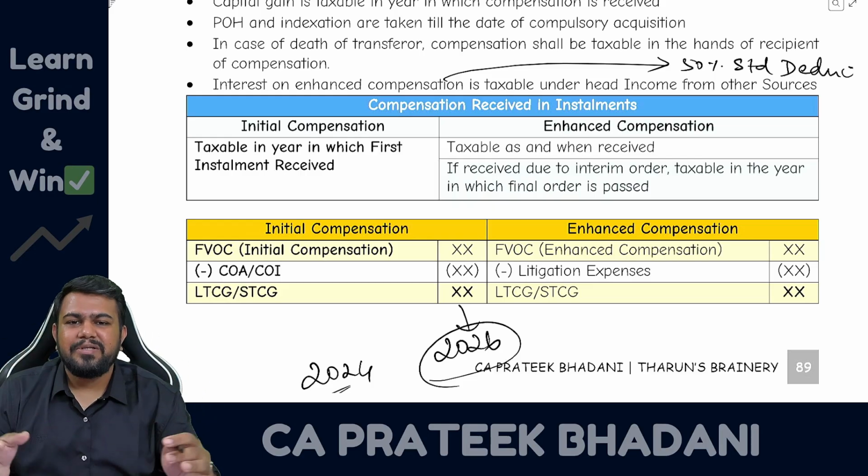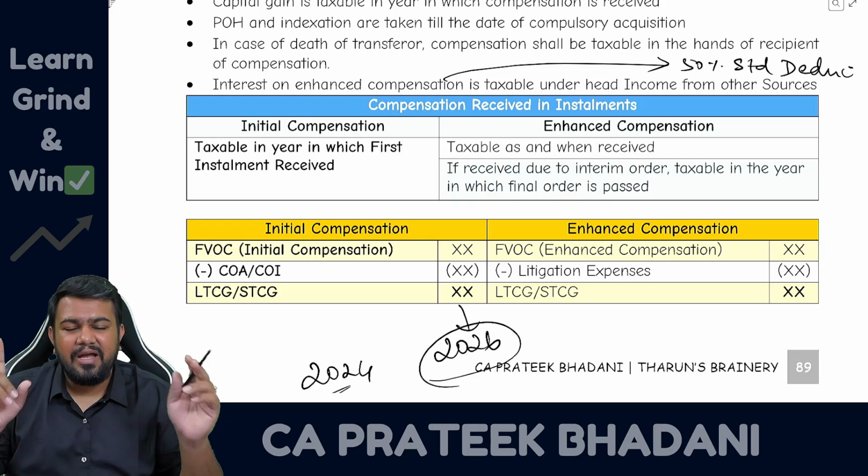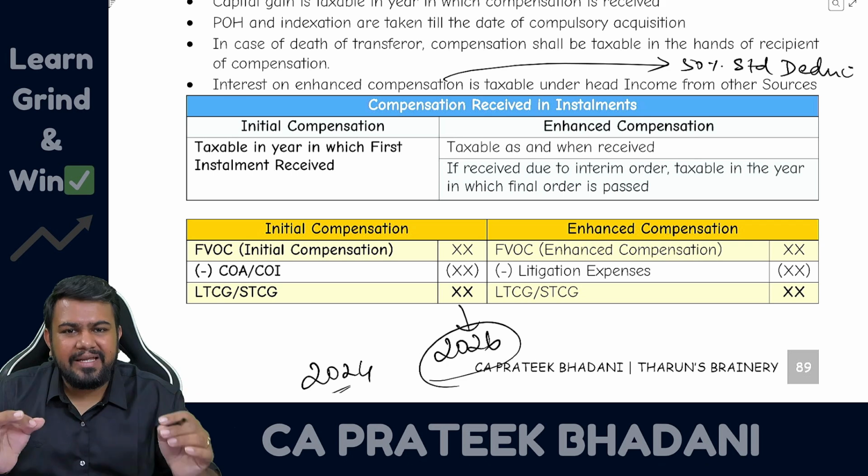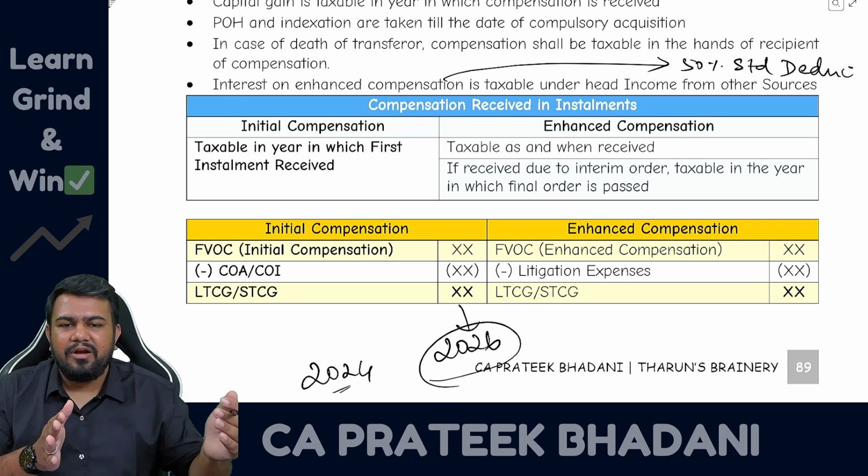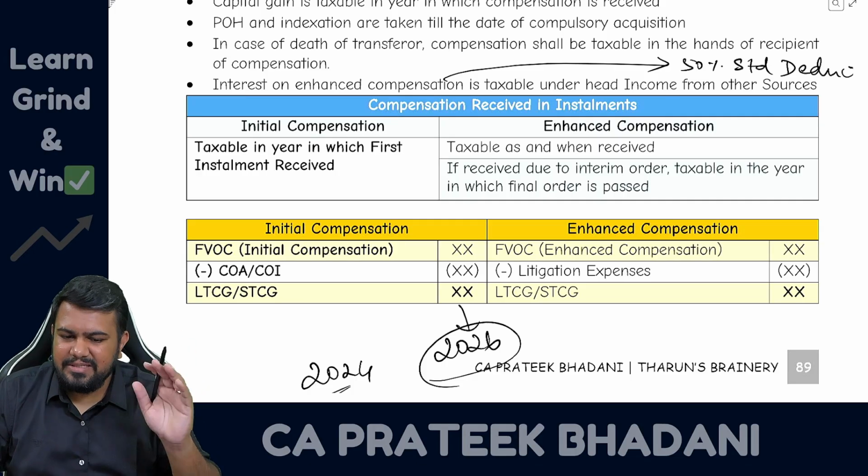So enhanced compensation is taxable as and when it is received. However, if it is received due to an interim order, you have to wait till the final order is passed. In the year of final order passing only, you have to pay the tax on enhanced compensation.